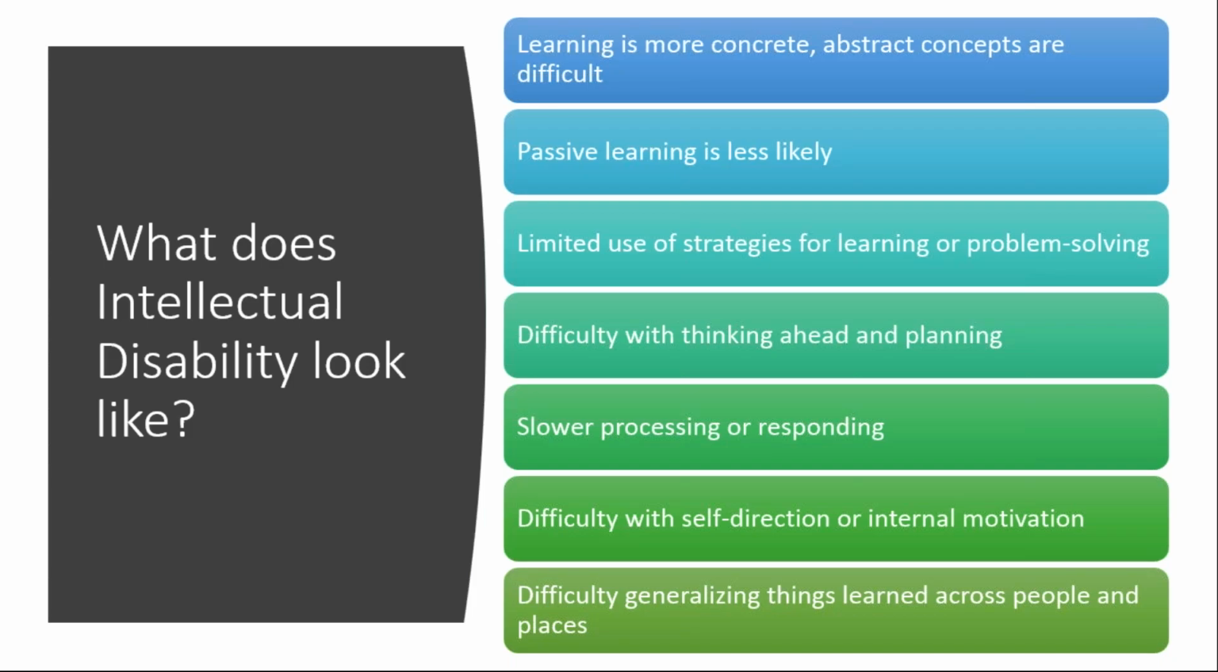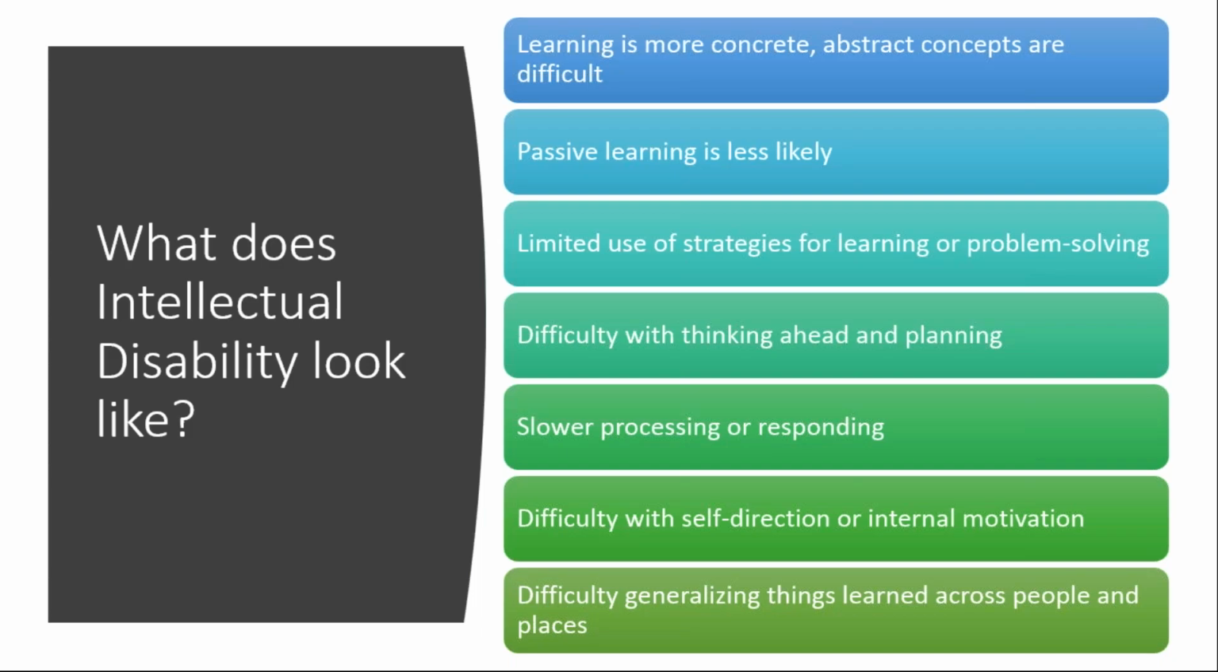We also see that individuals with an intellectual disability tend to have a limited use of strategies for learning or problem solving. And so if we only have so many different strategies that we can use for learning, this is actually one of the things that tends to lead to more rigid behaviors, more black and white thinking in an individual with an intellectual disability, because they don't have as many different strategies that they can go to problem solve. So it's a lot easier if things are more predictable and if they know what's coming next.